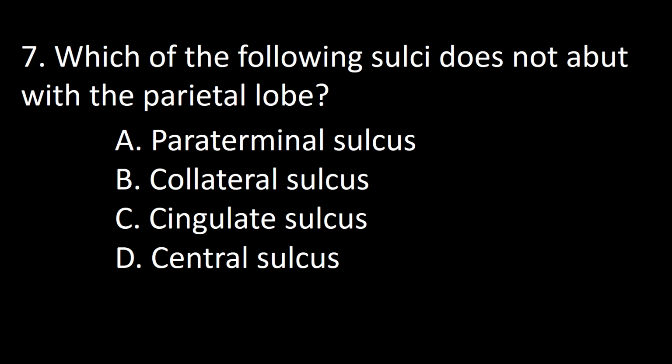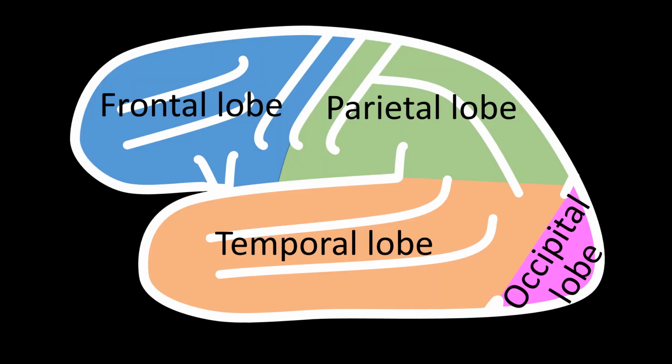Next question. Which of the following sulci do not abut with the parietal lobe? A. Paraterminal sulcus, B. Collateral sulcus, C. Cingulate sulcus, D. Central sulcus. Again, we are looking at the left hemisphere lateral surface. The arrow is indicating the parietal lobe.